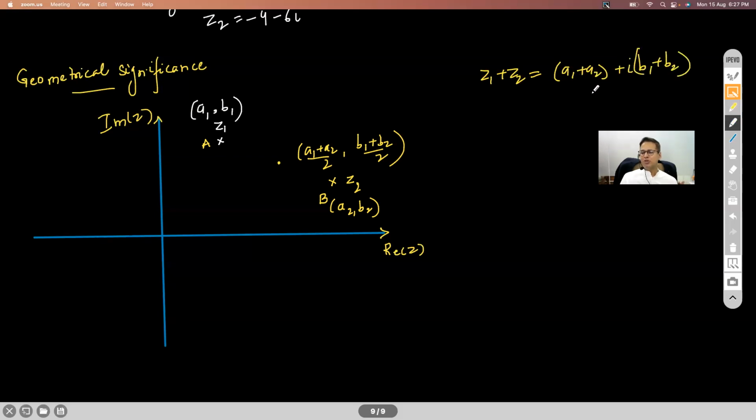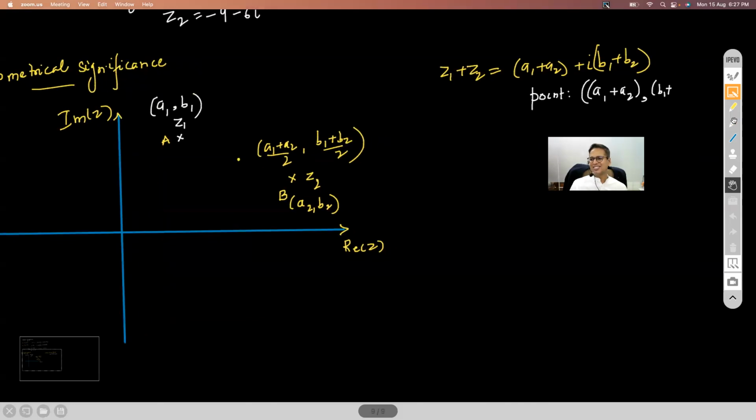That means if you want to represent this as a point, it should have these as the coordinates, no? A1 plus A2, comma, B1 plus B2. But your answer is half of the answer. So can you correct your answer? You are almost on the right track.